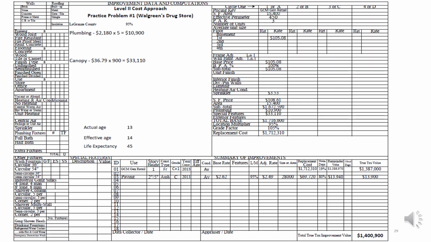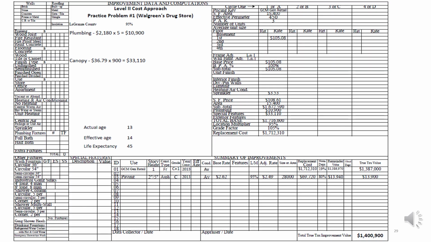I'm going to add those two to my subtotal, and I'm going to get a total base of $1,716,600. Next, I'm going to take that times my location multiplier of 95%, and then times my quality grade factor percent of 105. Remember, the problem told us it was a C+1 grade, so that's going to be 105%. This is going to give me a replacement cost of $1,712,310.